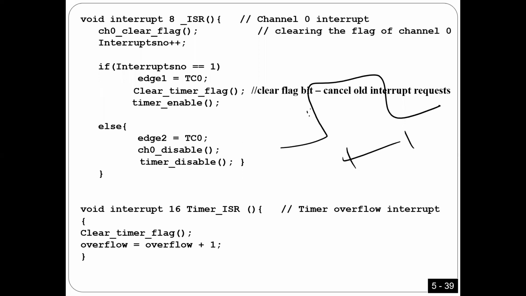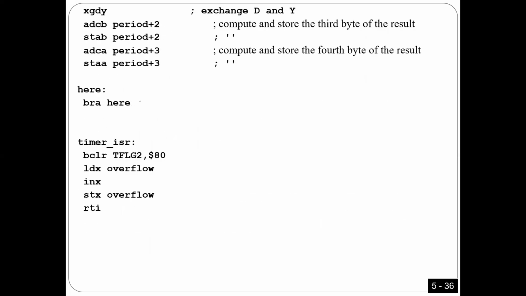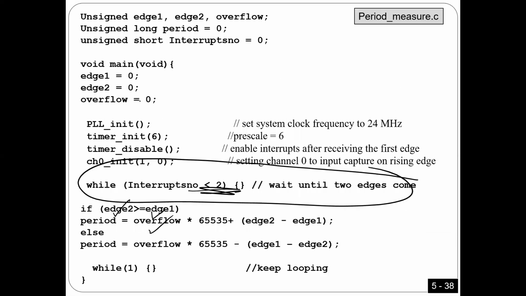And then after I capture rising here, I'm going to change the setting to capture falling. So I have to add an instruction here to change the setting so that we capture falling. I did that in the assembly. Let me go to it, I think I explained it later.